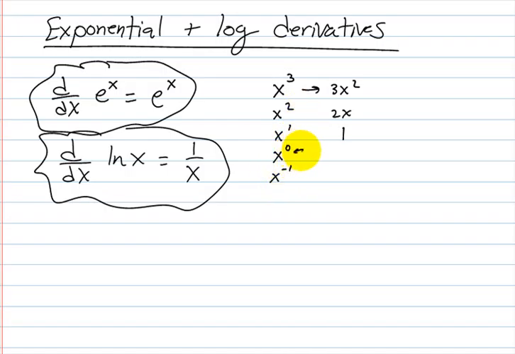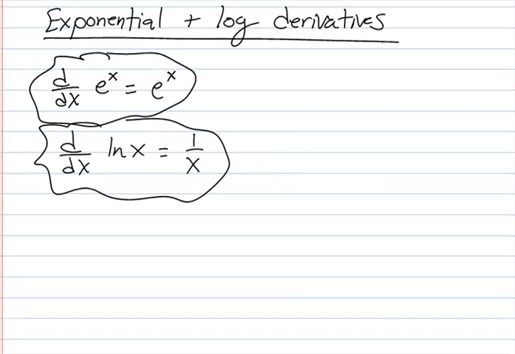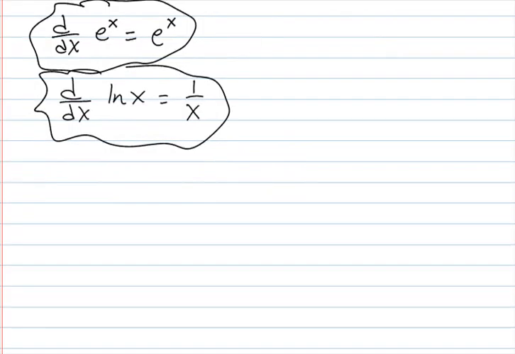Well, x to the 0 is a constant, so its derivative is 0. And then x to the negative 1 is negative x to the negative 2. Well, I skipped one in here. I skipped 1 over x. What happened? Well, now we know what happened. The function you take the derivative of to get 1 over x is the natural log of x. Okay, so memorize those, know those, and get ready to use them because they're going to pop up all over the place.